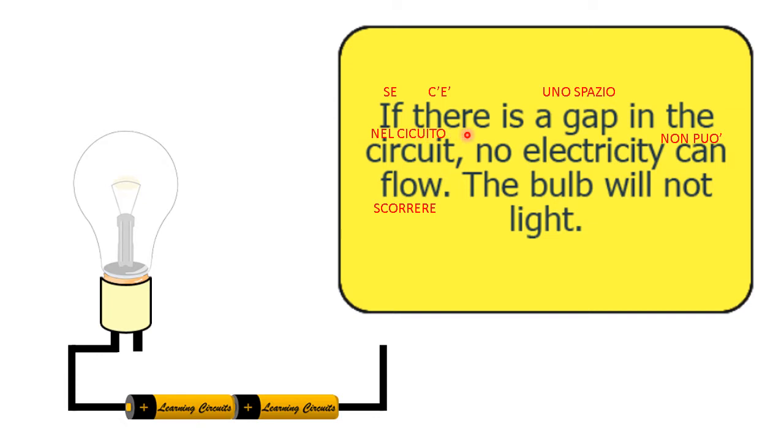If there is a gap in the circuit, no electricity can flow. The bulb will not light. Notice here that my wires are not connected. So the circuit is interrupted or open, and my bulb is off.